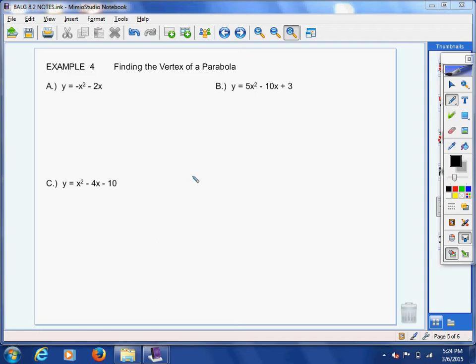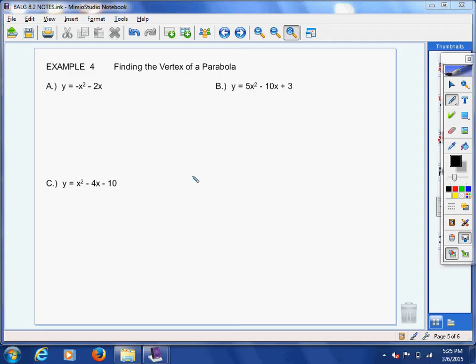So I'm going to demonstrate 2, and I'll leave 1 for you to do by yourself, okay? Let me do letter A with you. All we know is y equals negative x squared minus 2x. That's all we're given. We don't know anything else. It's in standard form. How do I find the vertex?